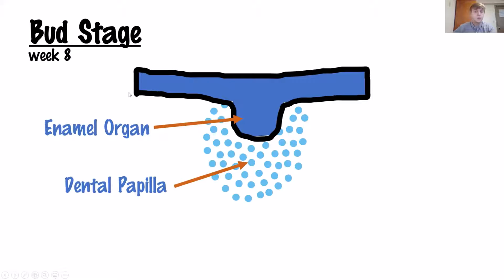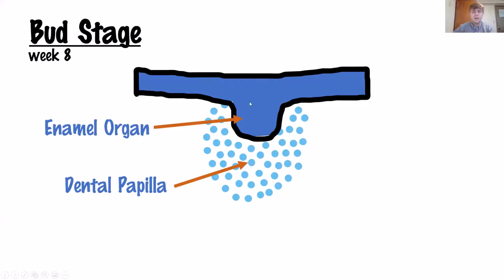At week 8 is this bud stage, where the placode has extended from the dental lamina into the ectomesenchyme. The ectomesenchymal cells proliferate and condense around the bud that forms here. The invagination is now called the enamel organ because it eventually becomes the enamel of the tooth. The ectomesenchymal cells that condense around the bud are called the dental papilla, and this will give rise to the future dentin and pulp layers of the tooth.